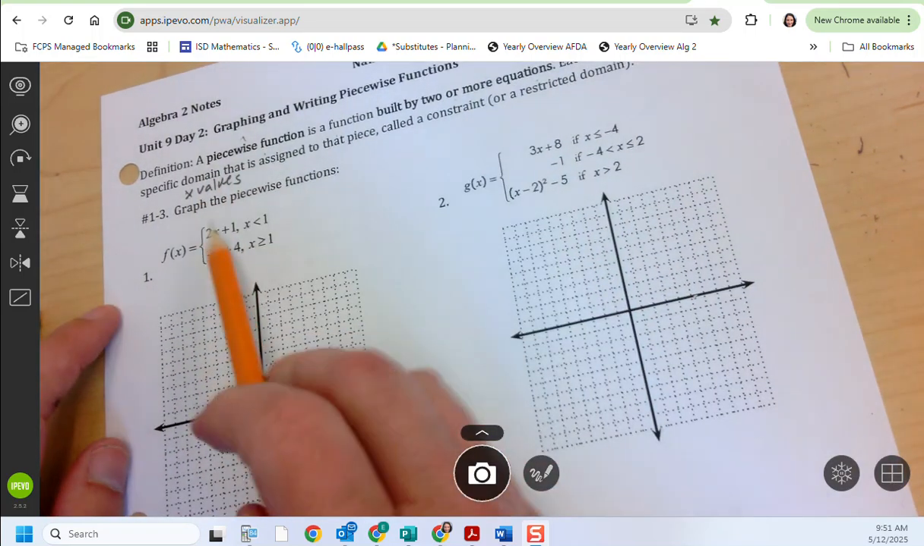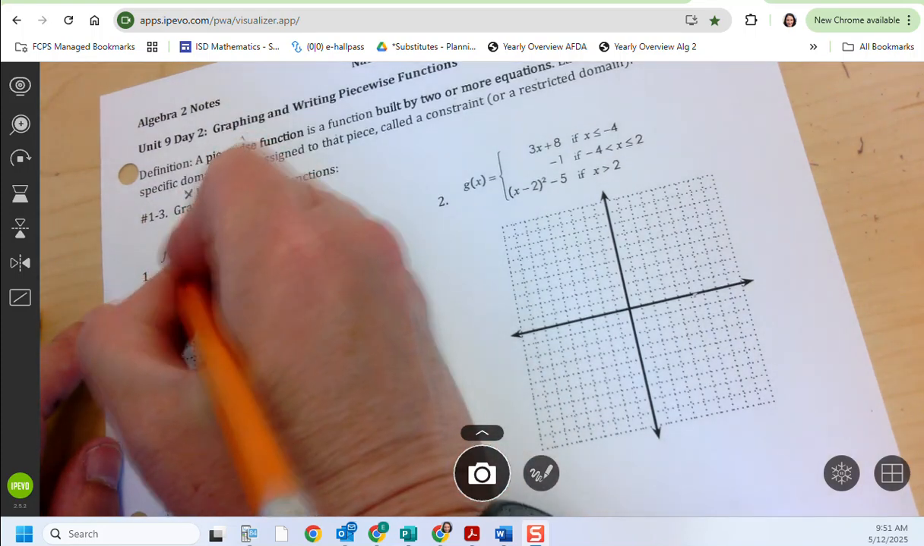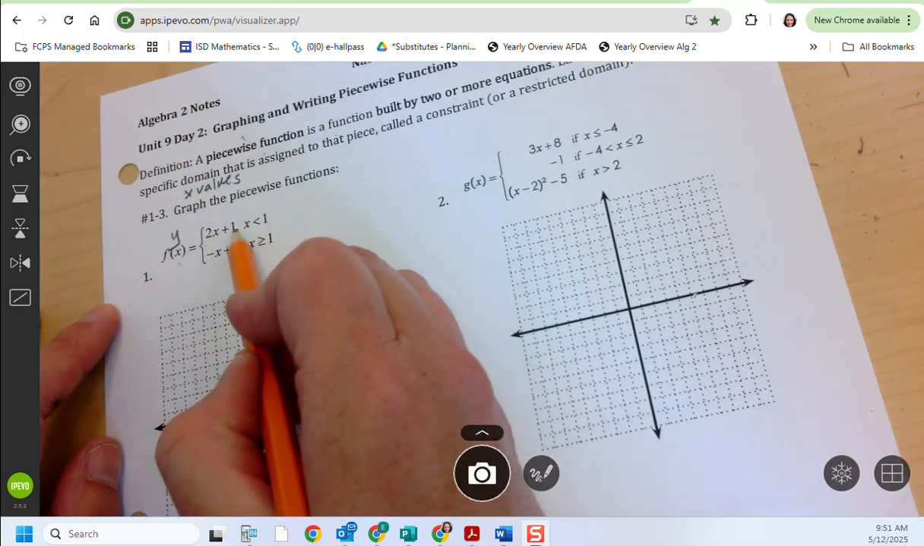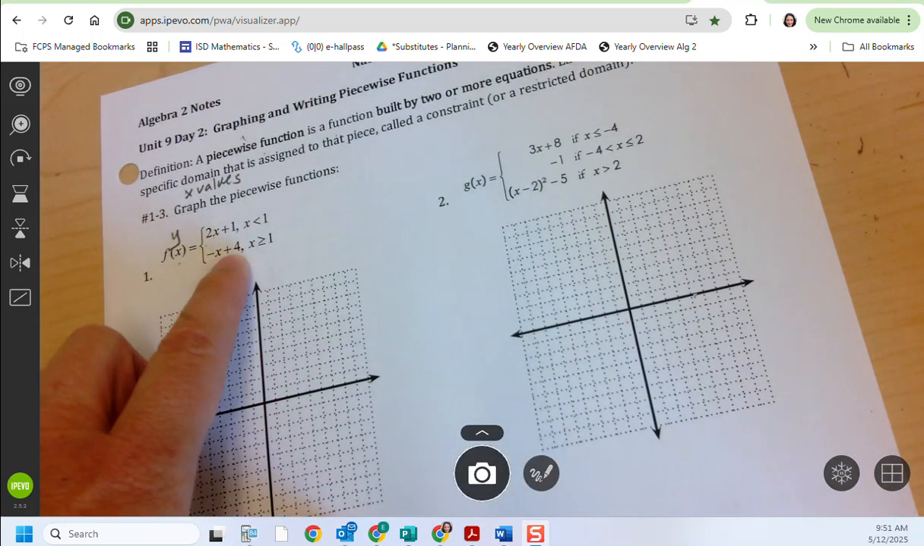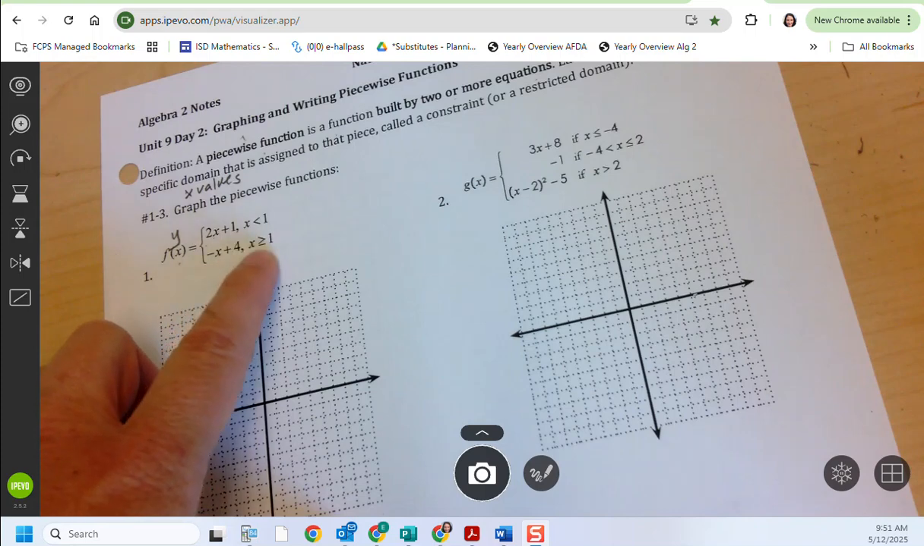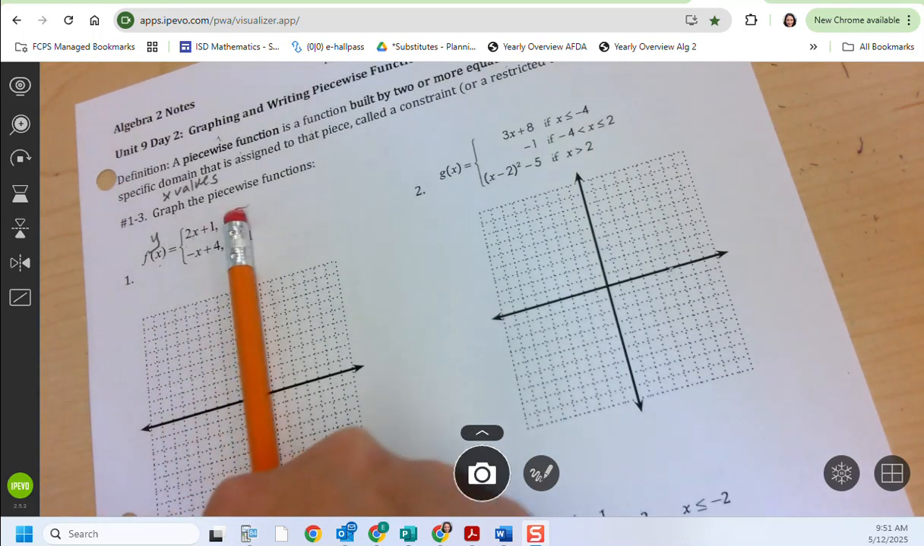So we're going to be graphing the line y equals, remember f of x means y equals, 2x plus 1, but only when x is less than 1. And we're going to graph the line y equals negative x plus 4, but only when x is greater than or equal to 1. So what we want to do is split our graph into two pieces. One piece where x is less than 1 and one where x is greater than 1. So looking at your graph, we're going to find where x is 1, which is right here.